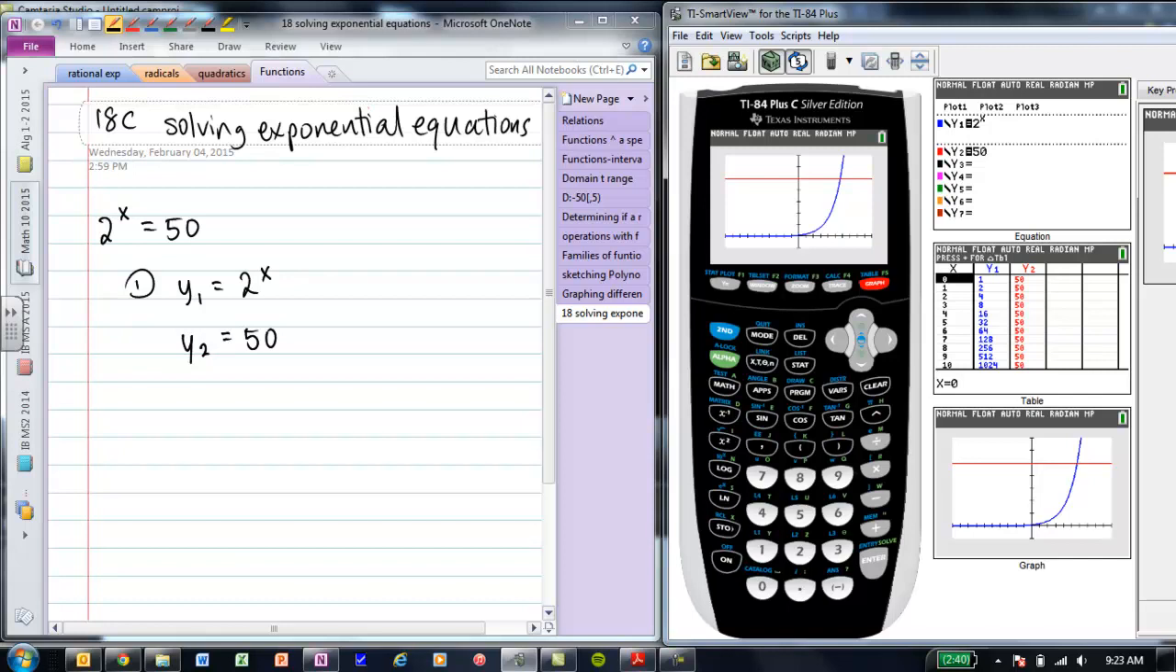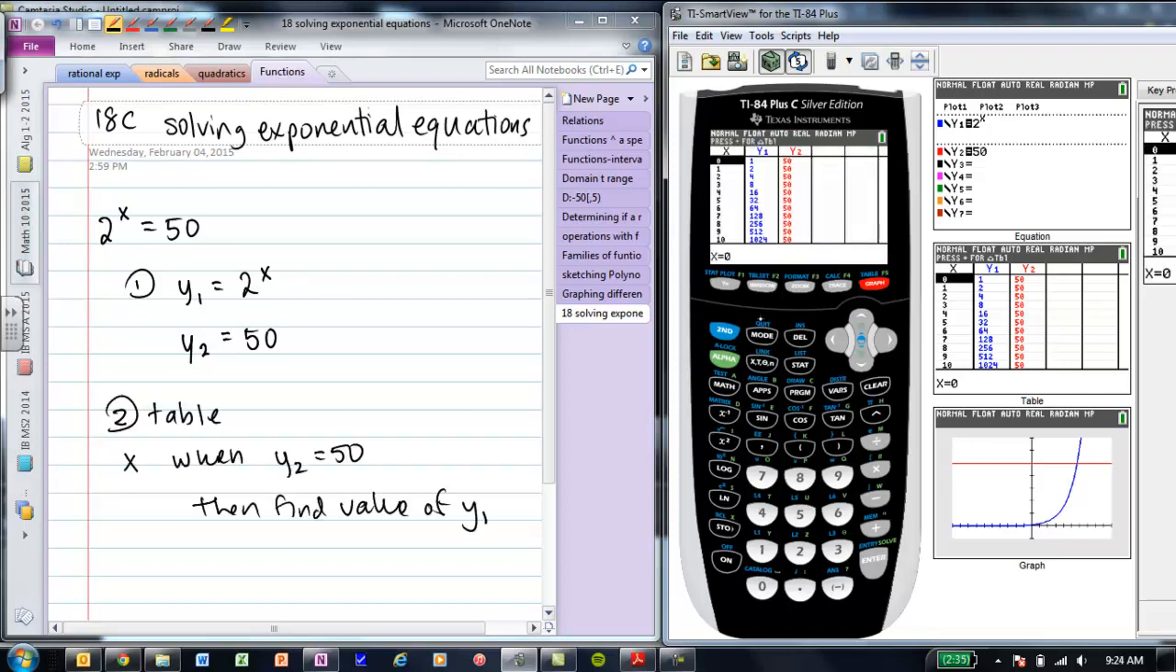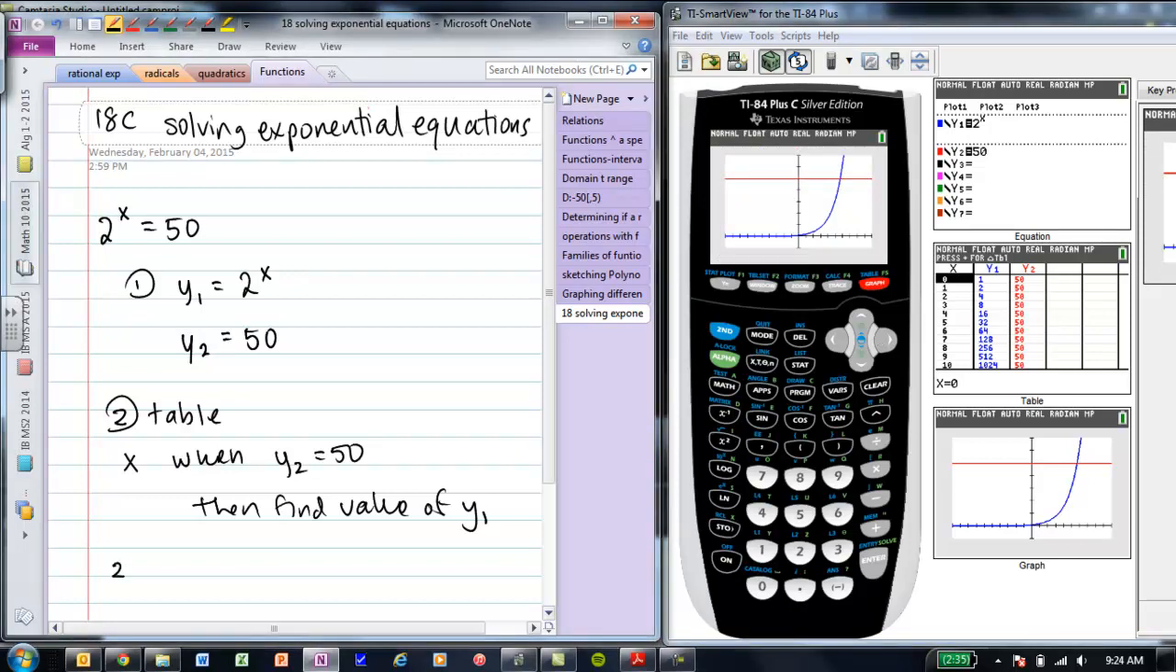What I'm interested in finding is this point right here. What we're not going to do is trace, because that's not specific enough. So let's go back to my graph, and let's do this option instead.